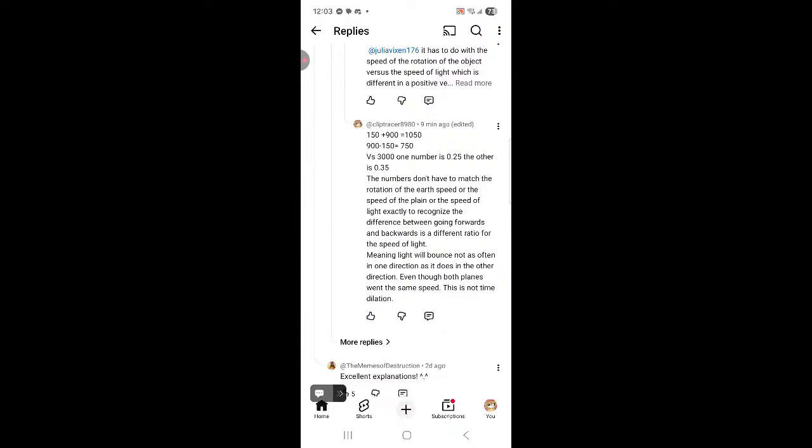So here's some math for you. When you increase or decrease the speed compared to regular speed, the ratio of that resulting speed, which was 1050 versus 750, just an example, compared to the speed of light, which, for example, was 3000, the difference was 0.25 and 0.35 respectively, meaning light will travel at different rates.